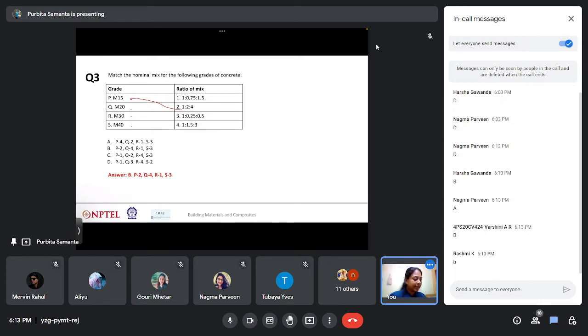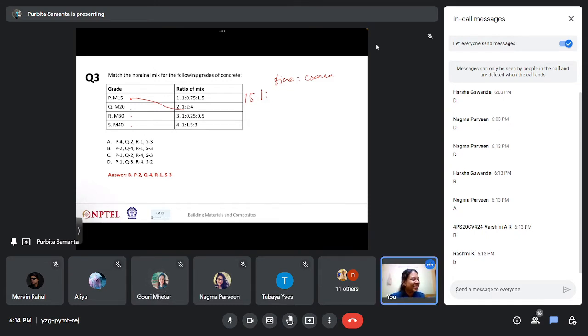and M20 is obviously here. The question was easier, or rather, even if you don't know, you can at least understand, because for M15, or M10 even, that will have the highest fine aggregate; cement always remains 1. But when it comes to the ratio of fine aggregate to coarse aggregate, if you look, as the strength increases, I explain this M15. This was easy to guess, ma'am.